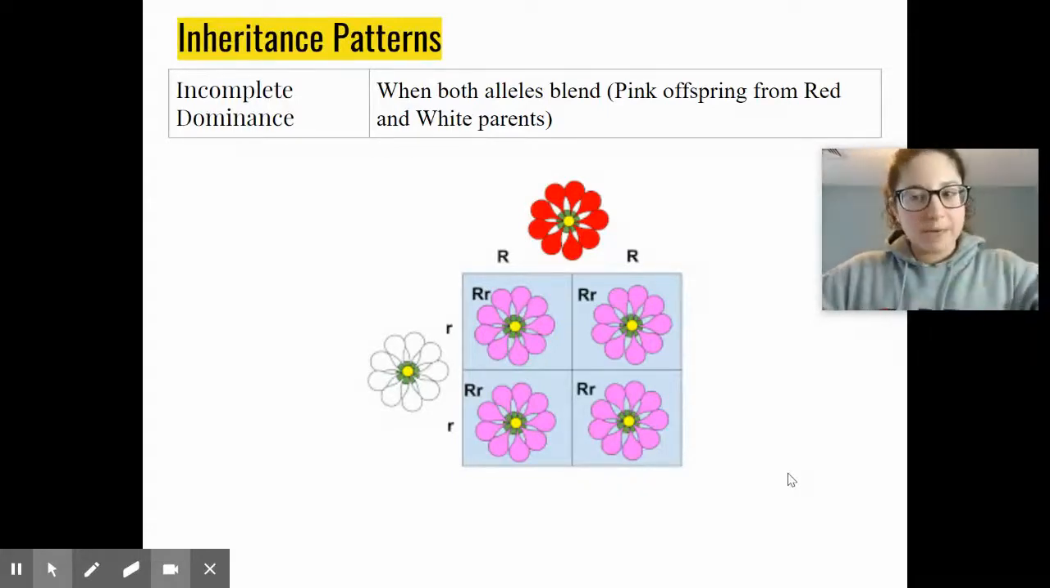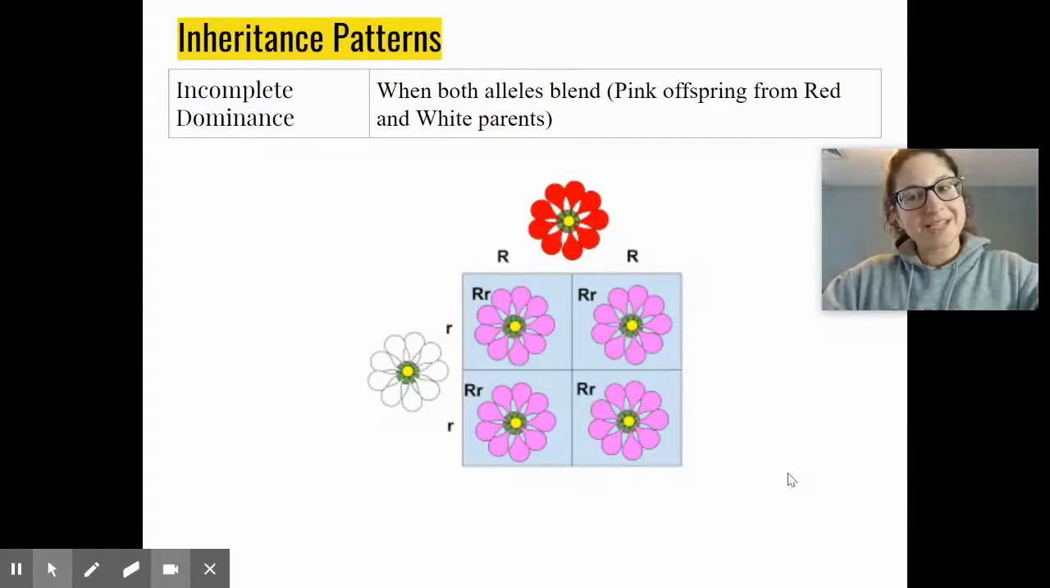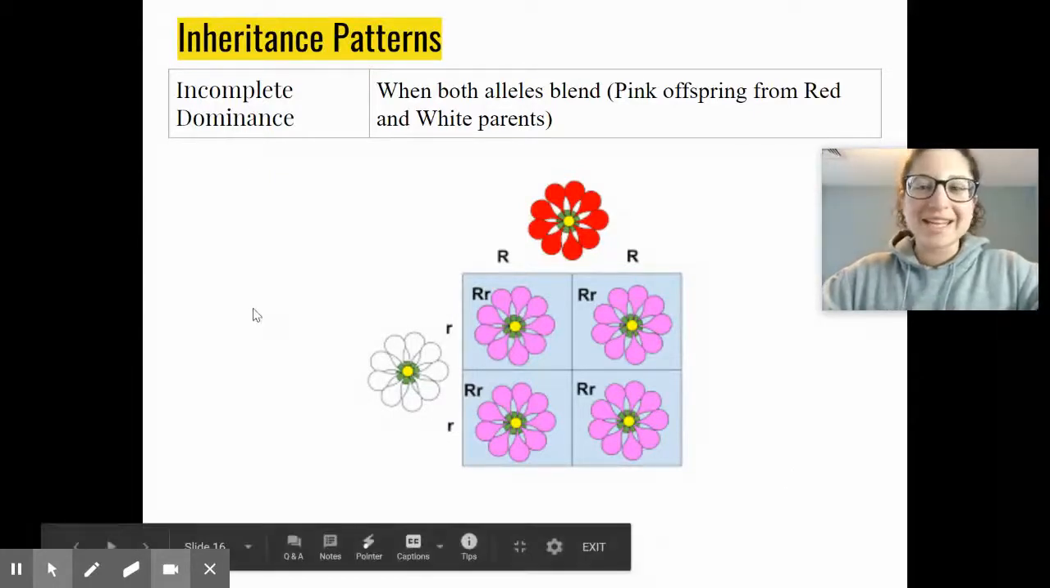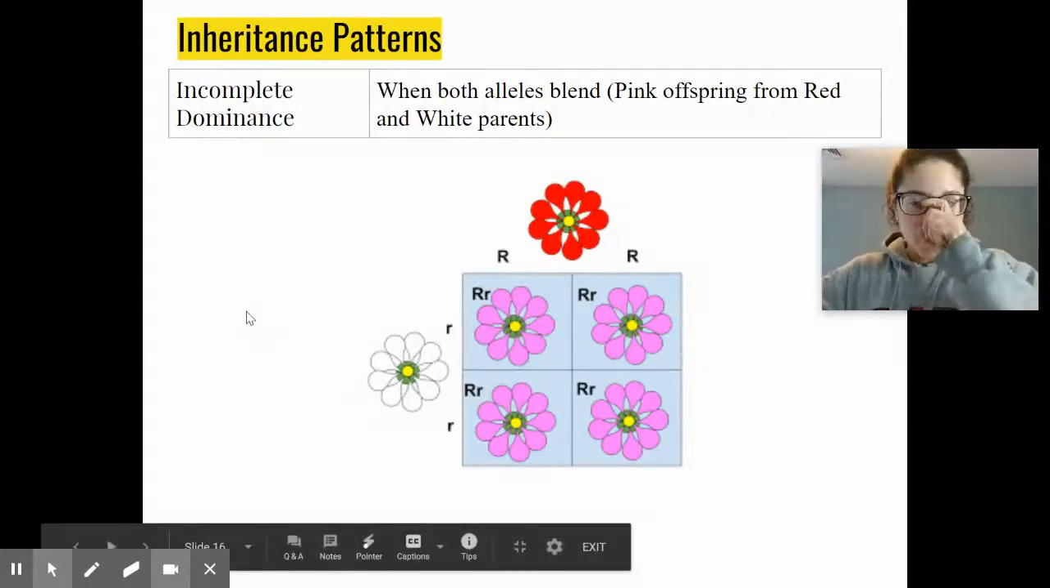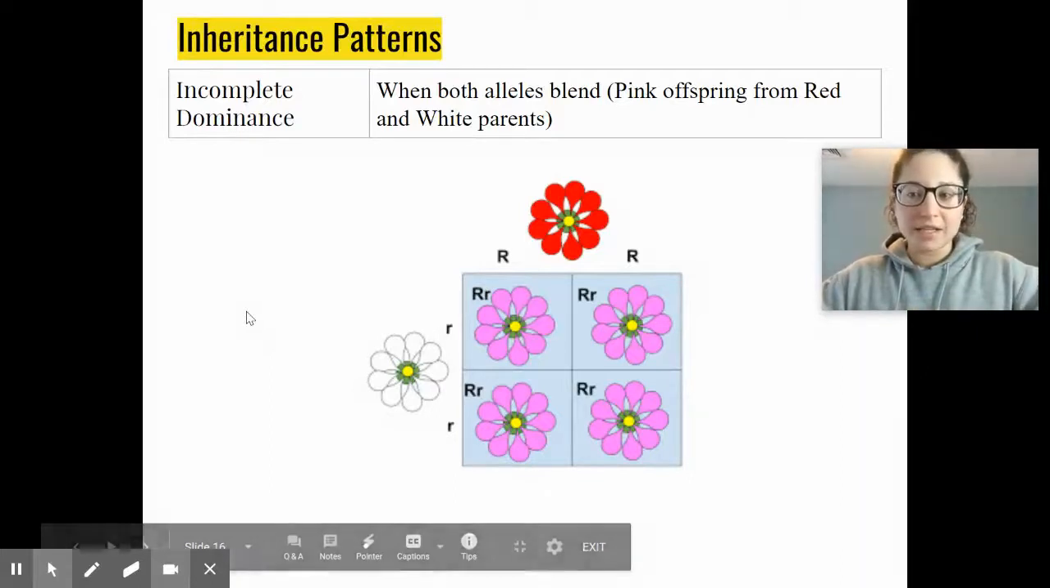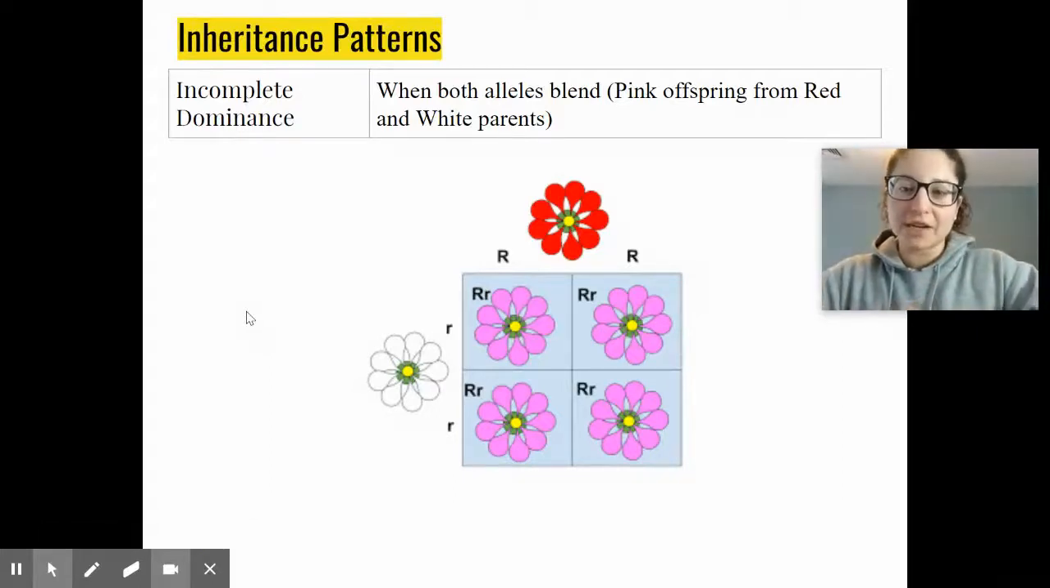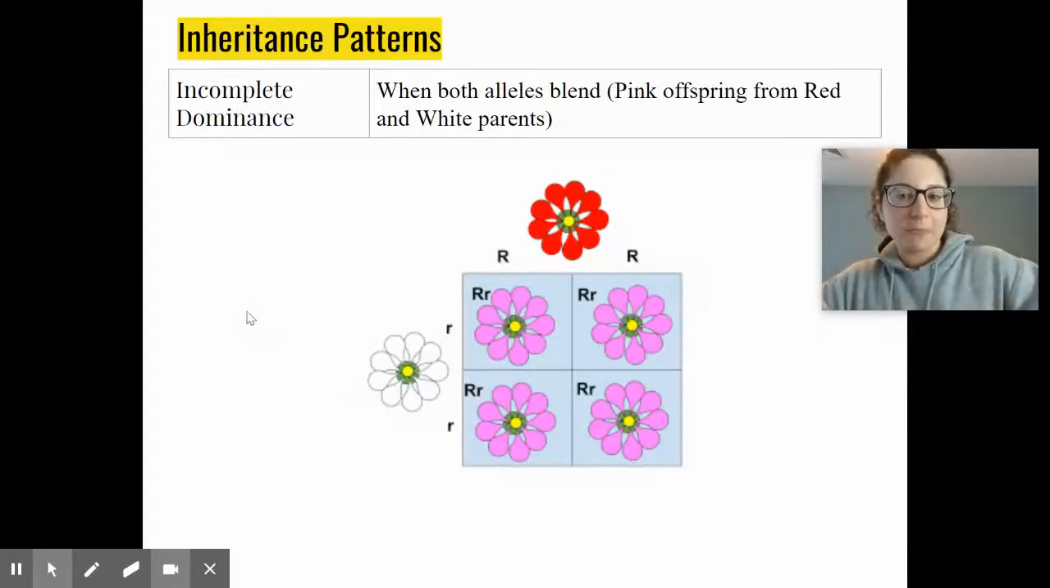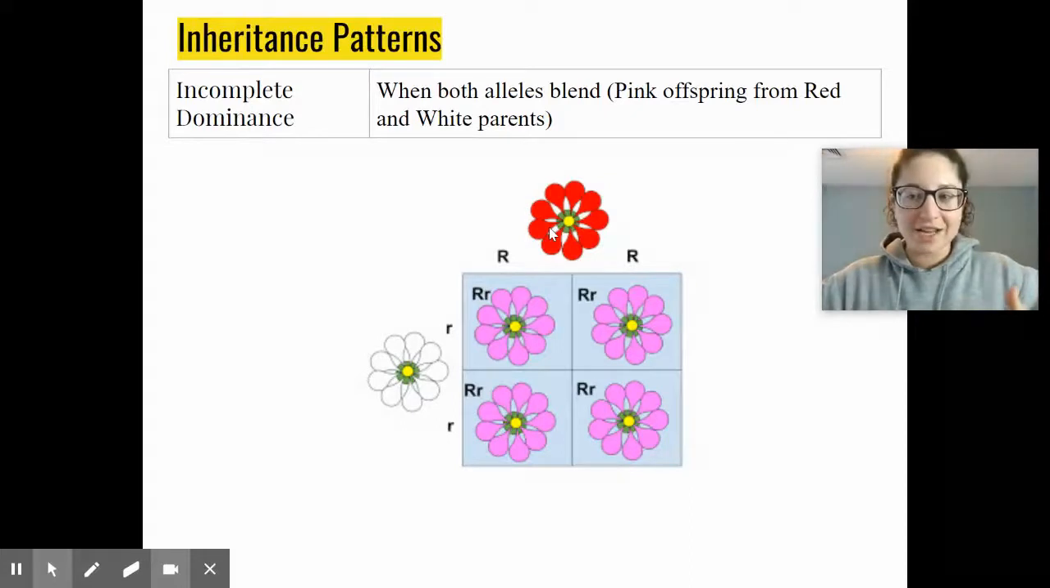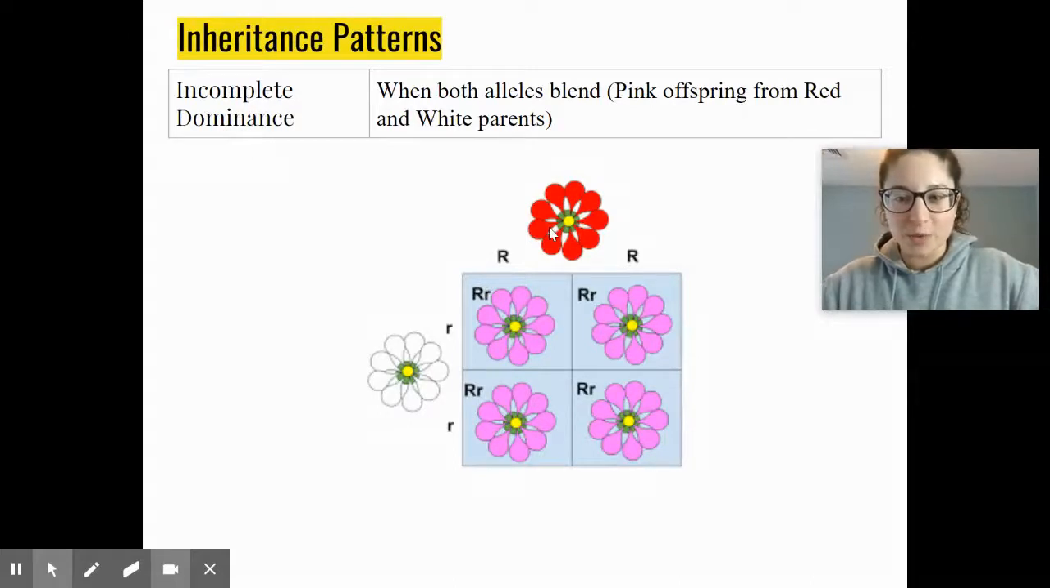For this inheritance pattern, this is called incomplete dominance. So what this means is that the alleles or the trait will blend together if you are heterozygous. The easiest way to explain this is with flower color. If you cross a white flower with a red flower, the traits will blend together and you will have a pink flower. So that's the alleles blending together, because red and white makes pink.